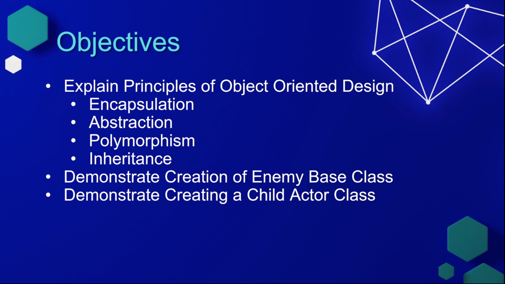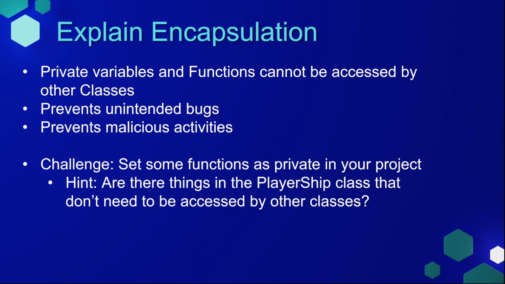of that class. The first principle of object-oriented programming is encapsulation, and this means that each class controls its own variables and functions, and that those functions cannot be accessed by other classes. Encapsulation is great for preventing unintended bugs, and it also can prevent malicious activities like hacking in games. And we can do this in Unreal Engine in Blueprints by setting up our functions and variables as private.